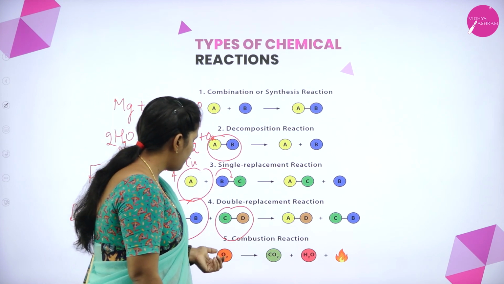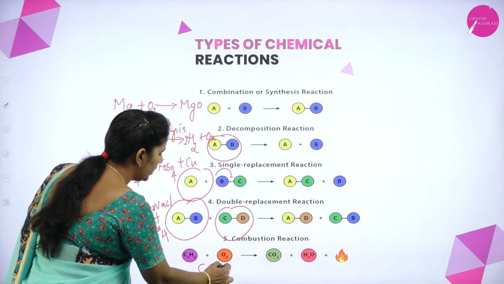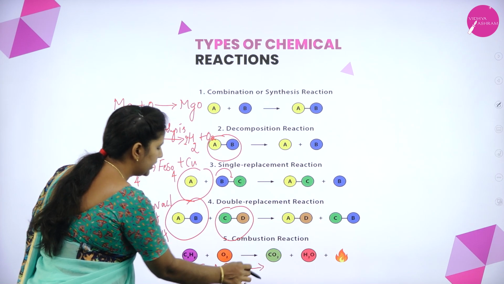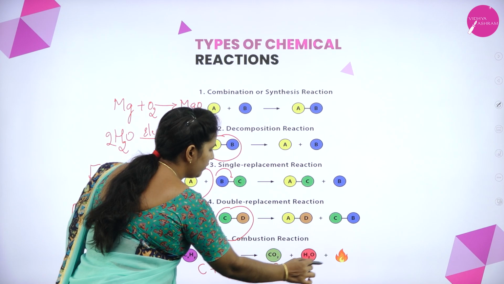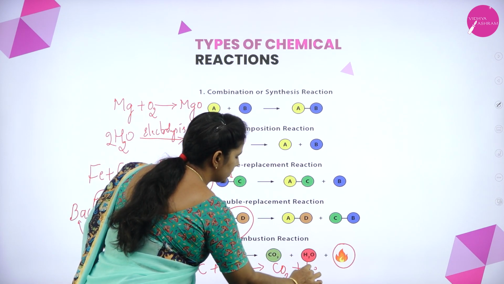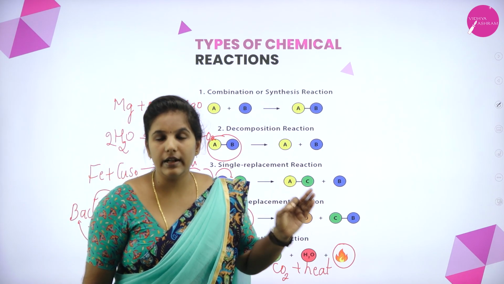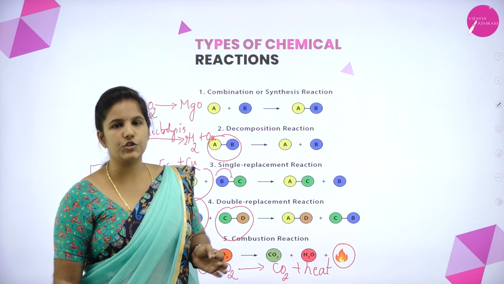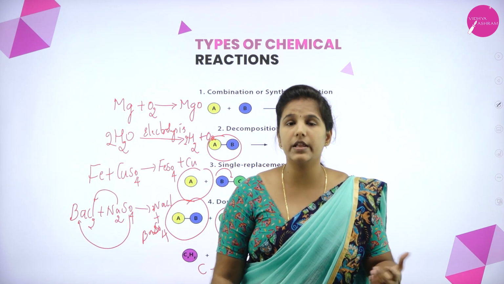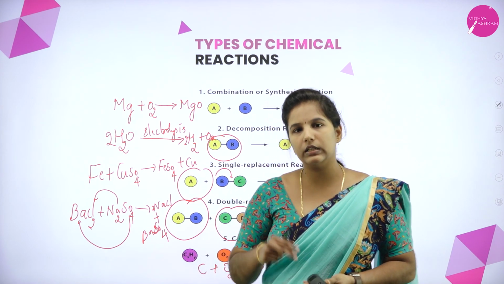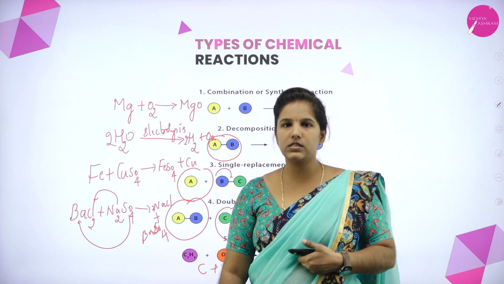The best example I can give you is carbon, that is coal. If you burn coal in the presence of oxygen, that is in the air, it forms carbon dioxide along with the release of heat. We can see the release of heat only in the combustion reaction. This is how you can name a number of types of reactions. So I have listed the few basic types of reactions. Don't forget these types of reactions.